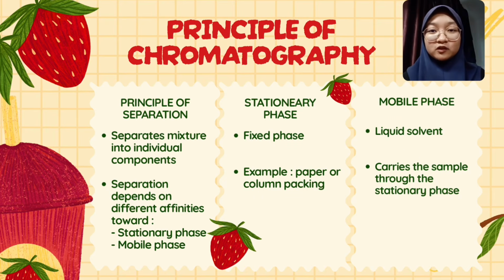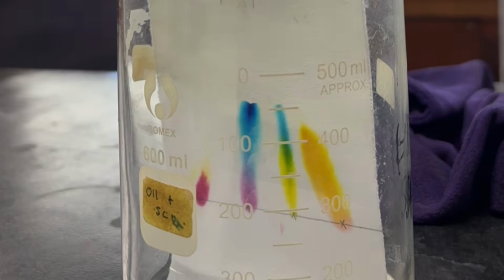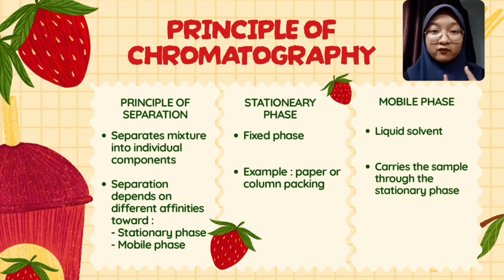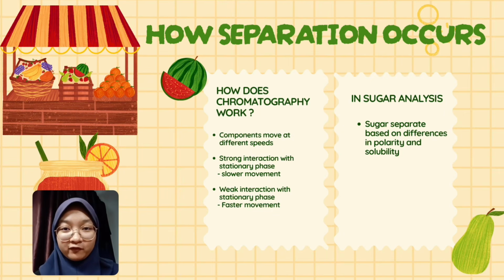Chromatography is an analytical technique used to separate the components of a mixture. The separation occurs because each component has a different affinity toward two phases, the stationary phase and the mobile phase. The stationary phase is the fixed phase, such as chromatography paper or the material inside the column. The mobile phase is the liquid solvent that carries the sample through the stationary phase. As the sample moves through the stationary phase, each compound travels at a different speed. Compounds that interact strongly with the stationary phase move more slowly. On the other hand, compounds that interact weakly move faster with the mobile phase.